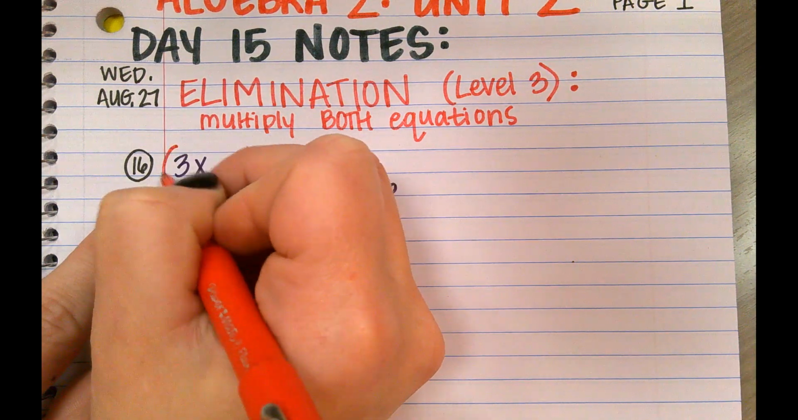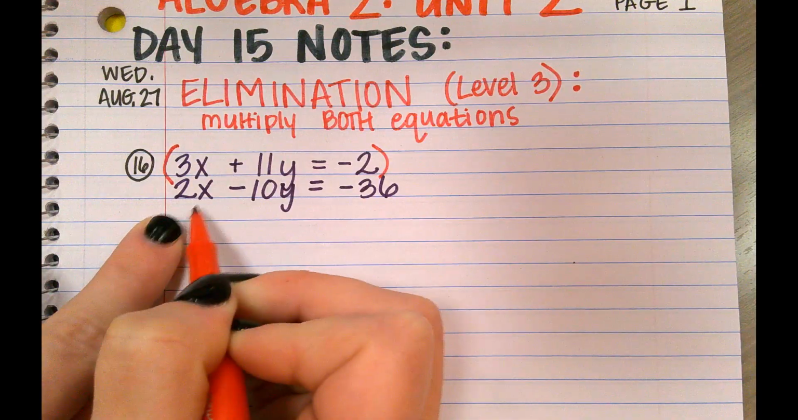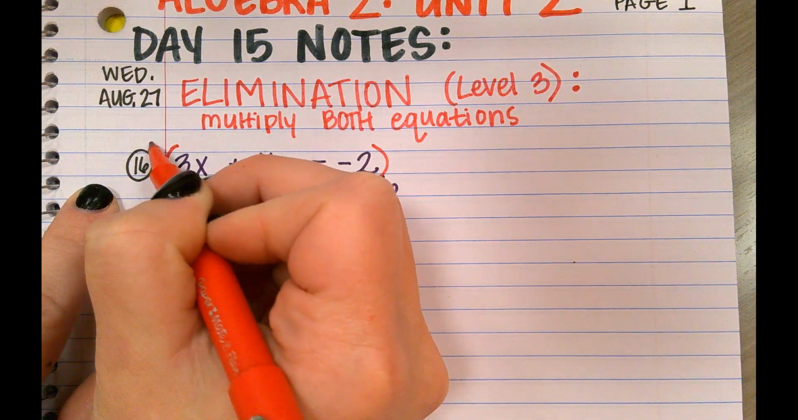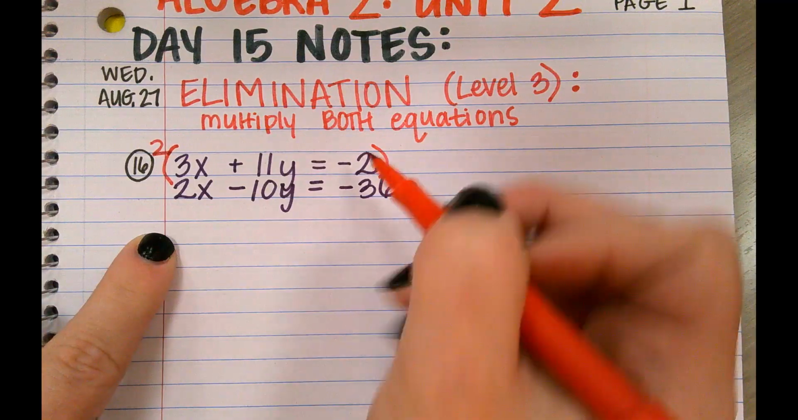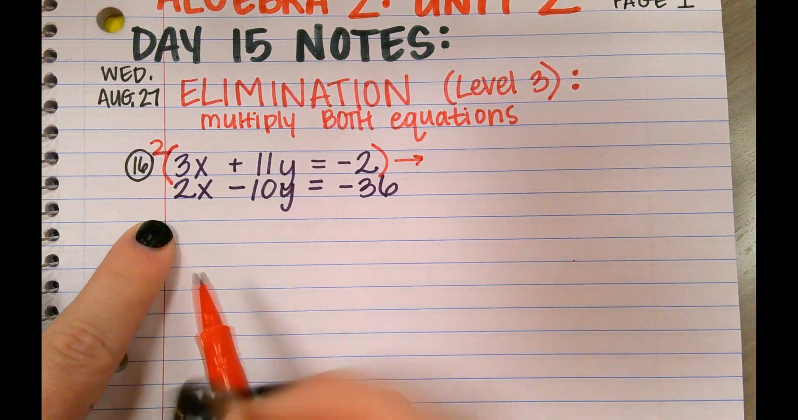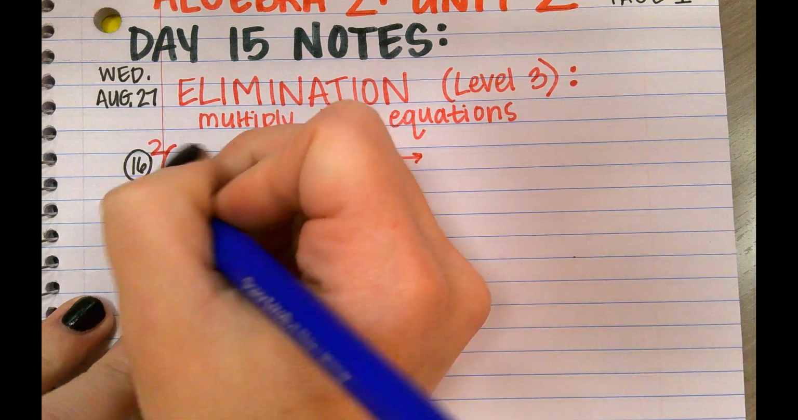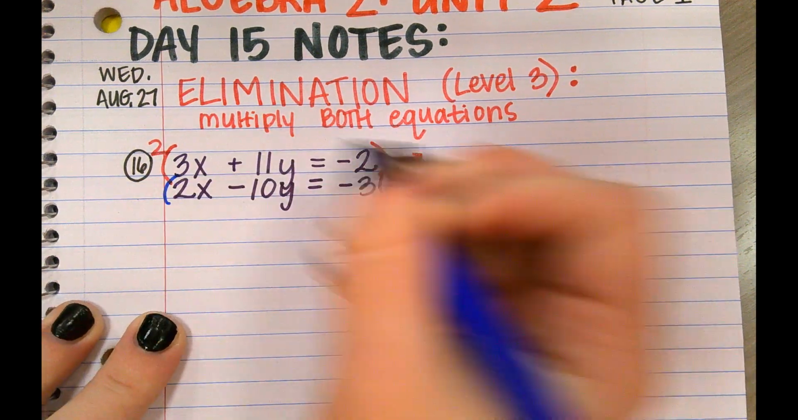So I'm going to multiply this equation by 2. And we'll start with that. And I'm going to multiply my bottom equation by 3.